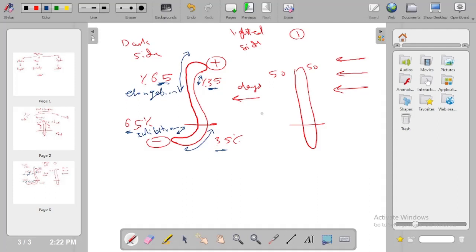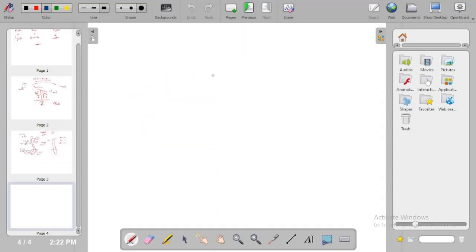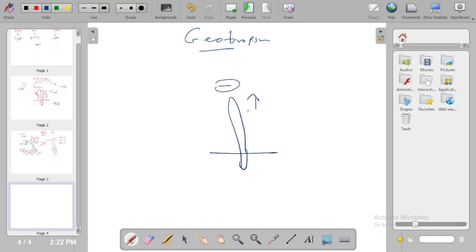This is the part about phototropism. Let's move to the second part, geotropism. In normal cases, and in all cases, the stem is growing vertically against gravity, going upward. So we will say that the stem is negative geotropism.